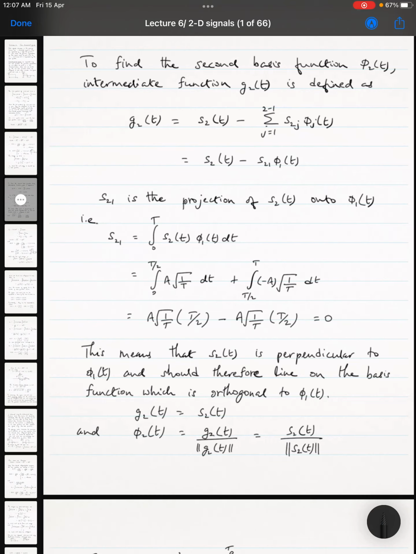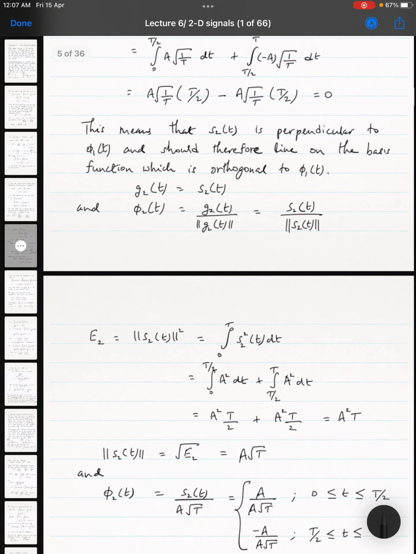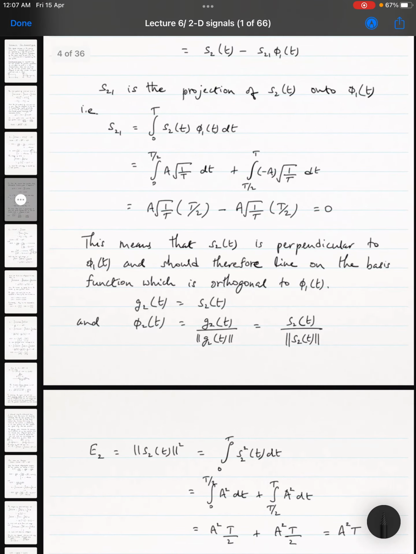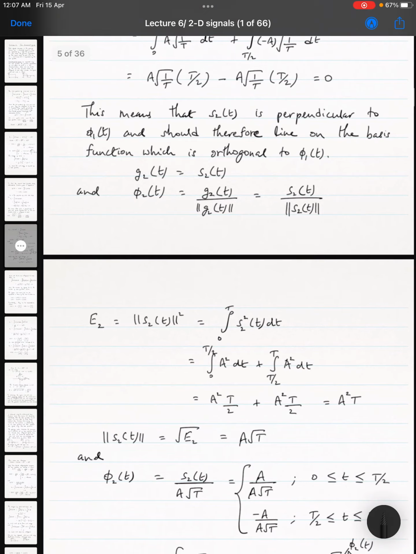So what we notice is the intermediate function g2 of t turns out to be only s2 of t, and from that we have computed the second basis function phi 2 of t. Since phi 2 of t is orthogonal to phi 1 of t, and since s21 is also 0, we conclude that the signal s2 of t actually lies on the basis function phi 2 of t itself.